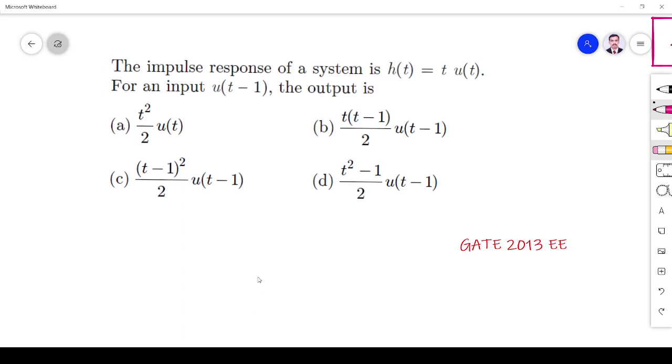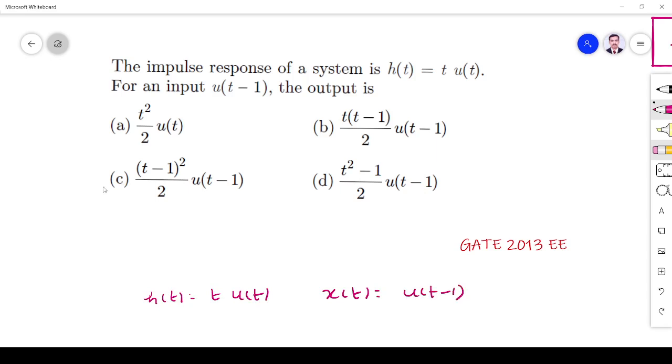Hi friends, in this video let us solve the signals related question asked in 2013 EEE paper. The question is: the impulse response of the system is given by t into u of t. Input x of t is given by u of t minus 1.